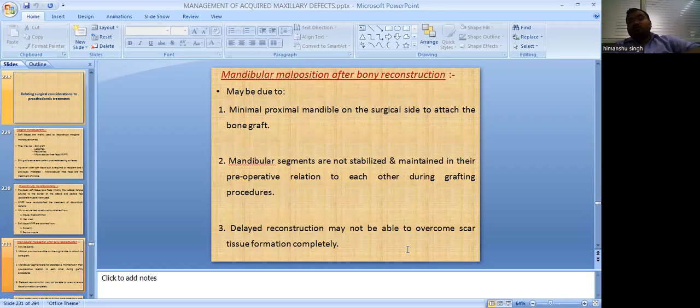Now, mandibular malposition after bony reconstruction may be due to minimal proximal mandible on the surgical side to attach the bone graft. Mandibular segments are not stabilized and maintained in their preoperative relation to each other during grafting procedures. Delayed reconstruction may not be able to overcome scar tissue formation completely.